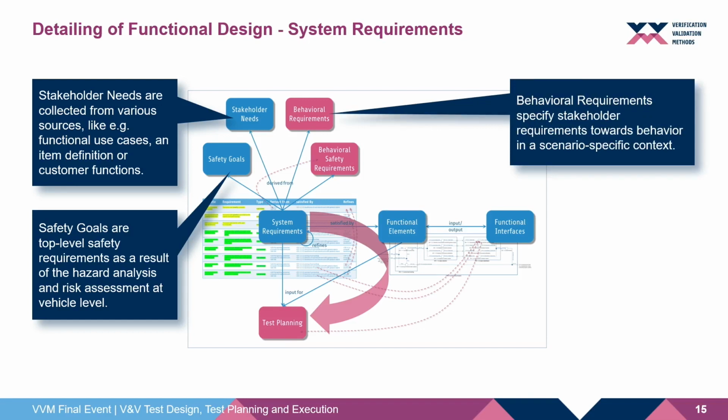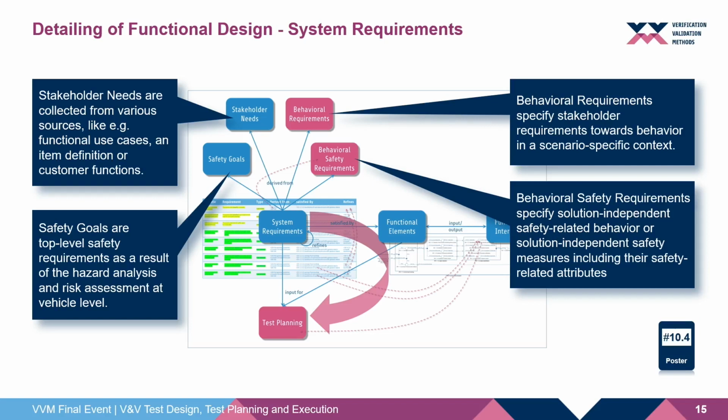And now on the right-hand side, we have the so-called behavioral requirements that specify these stakeholder needs. And we have behavioral safety requirements that specify the safety goals on the left-hand side. And these are the main ingredients in order to combine them to system requirements, which are then, in turn, the main prerequisite for the functional architecture.